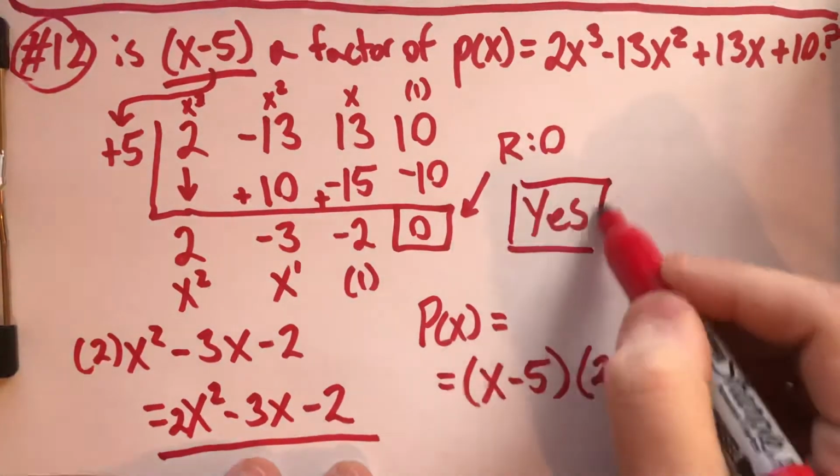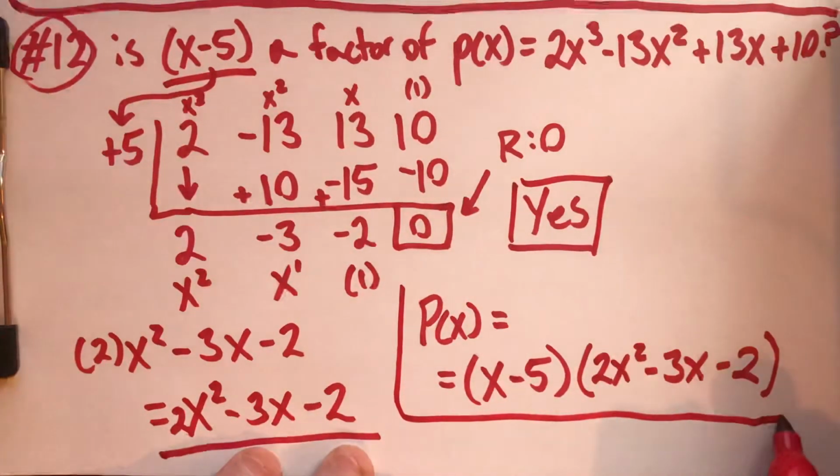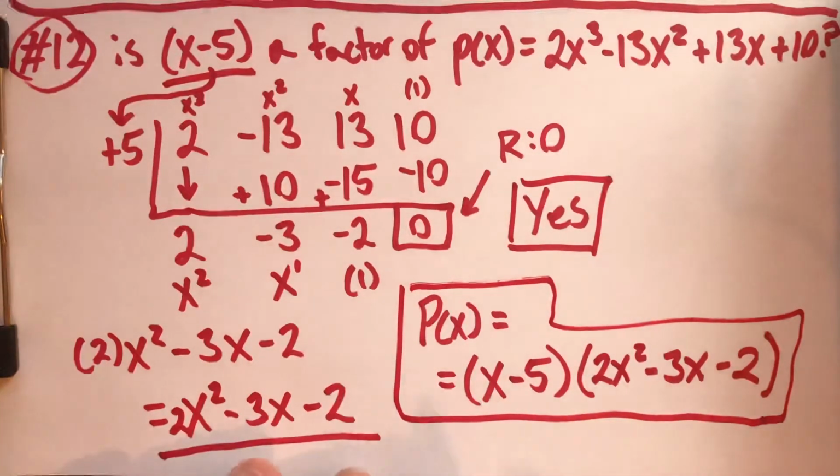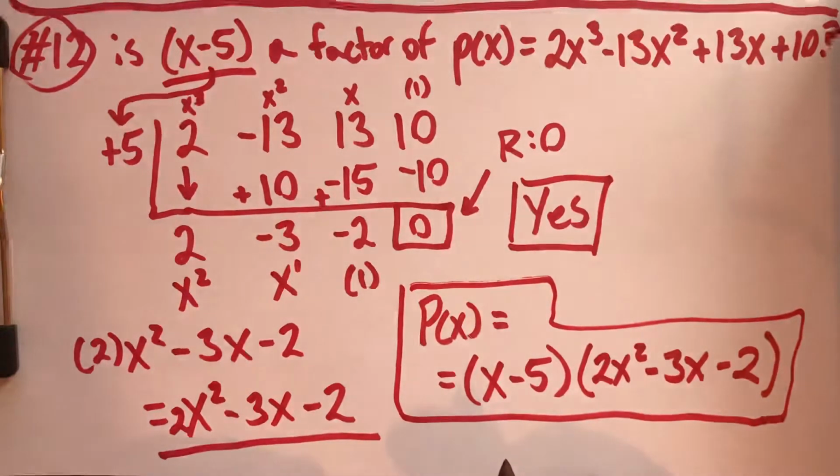Okay, so the answer is yes. And we rewrote p of x as a product of the two factors that we got out of the division.